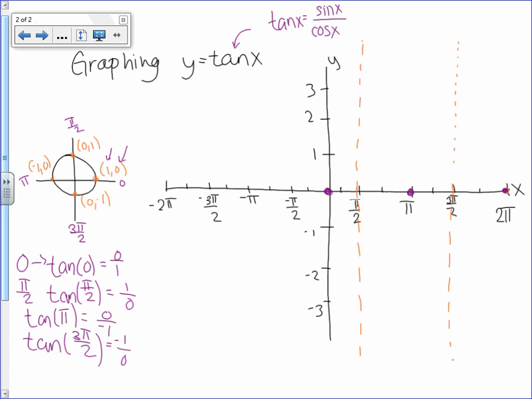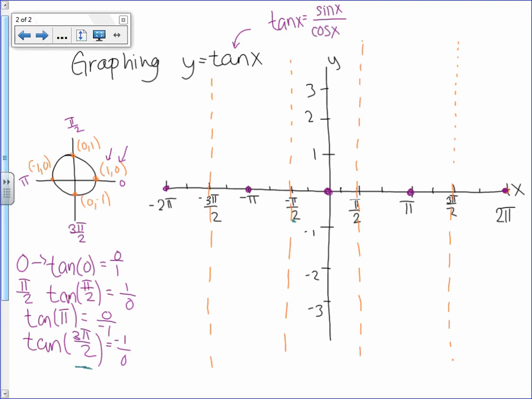Now, the same thing is going to happen on the negative side, right? Because if I went negative pi over 2, that's right here. Negative pi over 2 is the same thing as going positive 3 pi over 2. And that was undefined. So I'm going to have an asymptote here at negative pi over 2. And then I'm going to have another asymptote at negative 3 pi over 2. And I'm going to go ahead and put in these zeros. I'm going to have a 0 at negative pi, and a 0 at negative 2 pi.